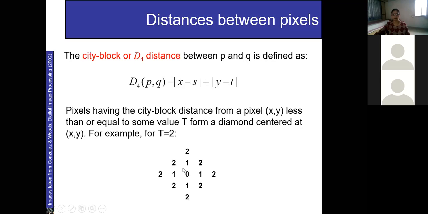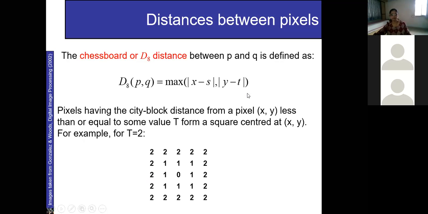For the city block distance method, if we consider this diamond shape, this is your pixel under consideration. The 4 corners, or say the boundary of the diamond, give you the same distance value. Similarly, here the first diamond is at distance 1. For the second diamond, the distance is 2, and so on. So this is your city block distance method formula.